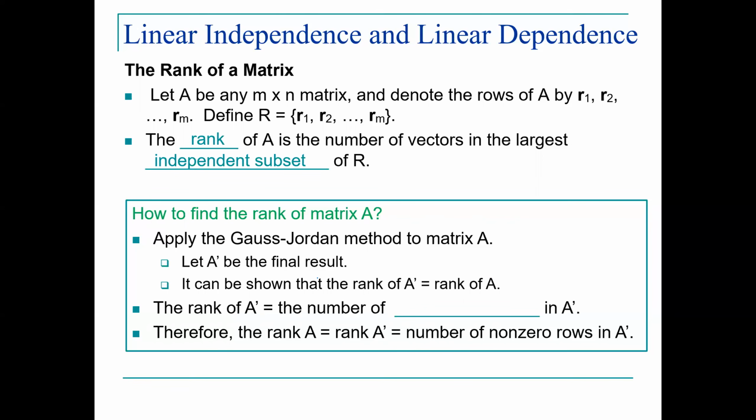So how to find the rank of a matrix? We can apply the Gauss-Jordan method to matrix A. Let A prime be the final result. It can be shown that the rank of A prime is going to be equal to the rank of A. So the rank of A prime is equal to the number of non-zero rows in A prime. Therefore, the rank of A, which equals the rank of A prime, is the number of non-zero rows in A prime.